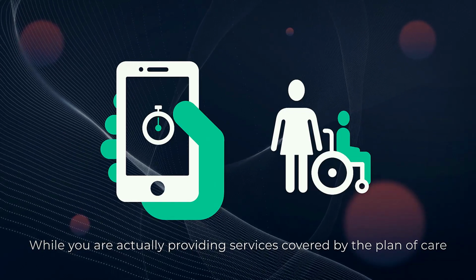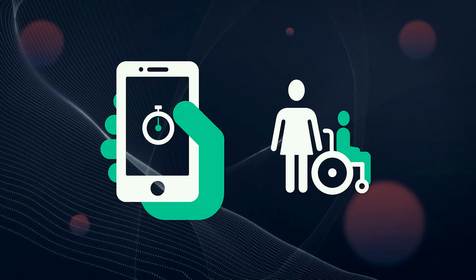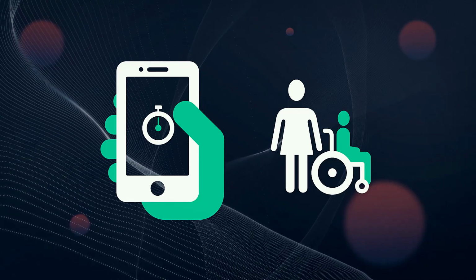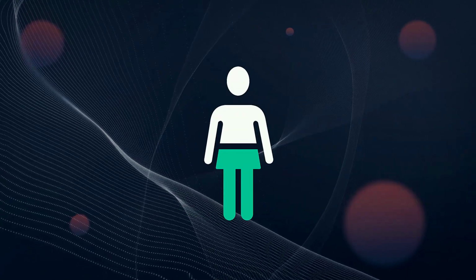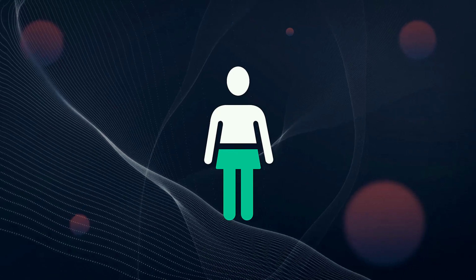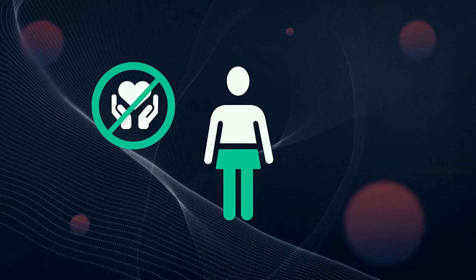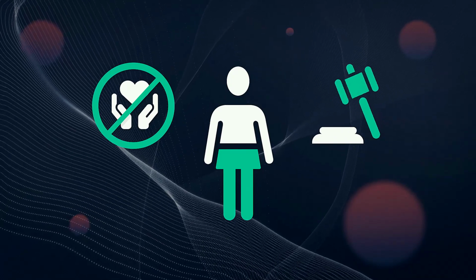You can only clock in or out while you are actually providing services covered by the plan of care. That is, you can only clock in when you begin work and clock out when your work shift is at its end. Also, you are the only person that can clock in and out for your shifts. Having somebody clock in or out for you, or clocking in or out when you are not working, can be considered Medicaid fraud and may be referred to compliance for legal investigation.